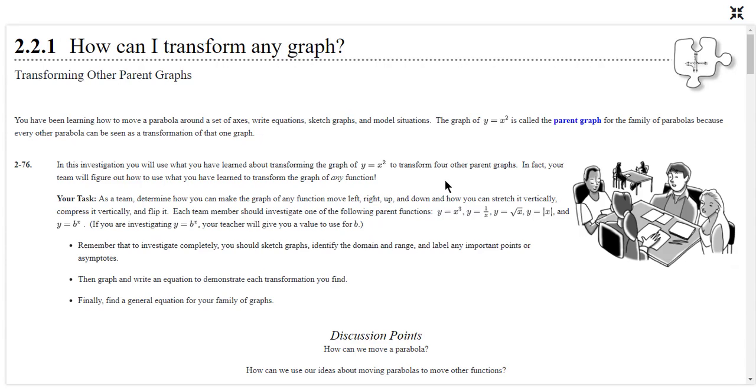So we want to take our knowledge that we gained off of moving that quadratic and see if we can do the same thing of moving a function to the left, to the right, up, down, stretch it, compress it, and flip it. But we want to see if we can do that to some different types of functions. So if we can do it to y equals x to the third or y equals 1 over x, and all of those little fun things, right?